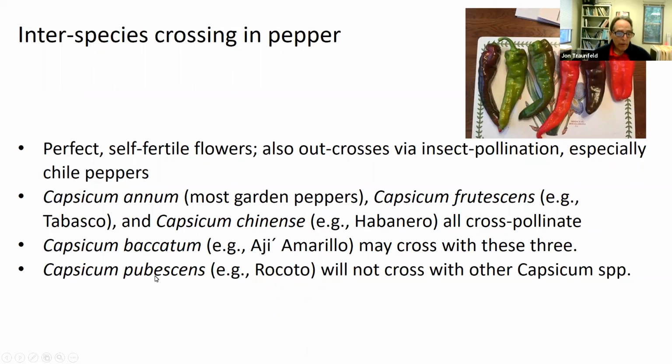The only one that won't cross is, and this is kind of an unusual species, ricotta. I've never grown it. It won't cross with other capsicum. So just be aware of this, that if you grow habanero and then you grow one Italian frying pepper cultivar, they actually can cross even though they're in different species.